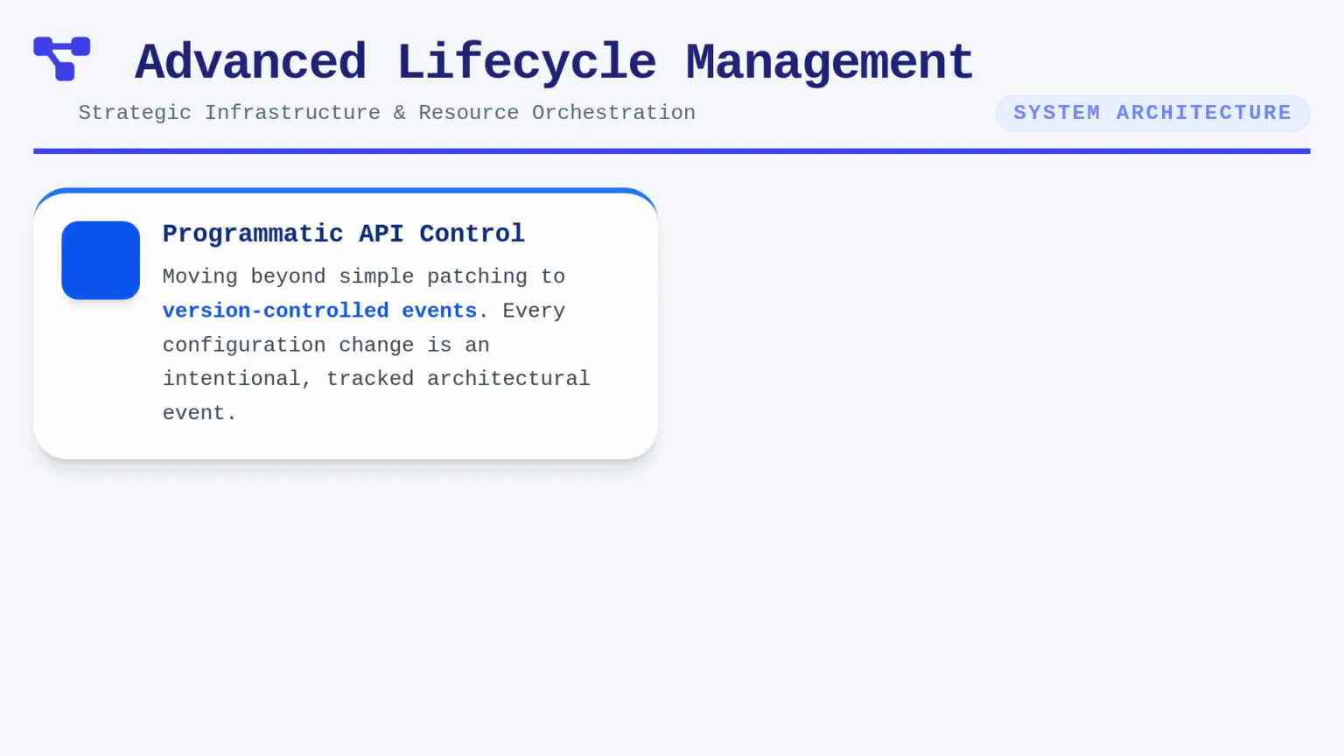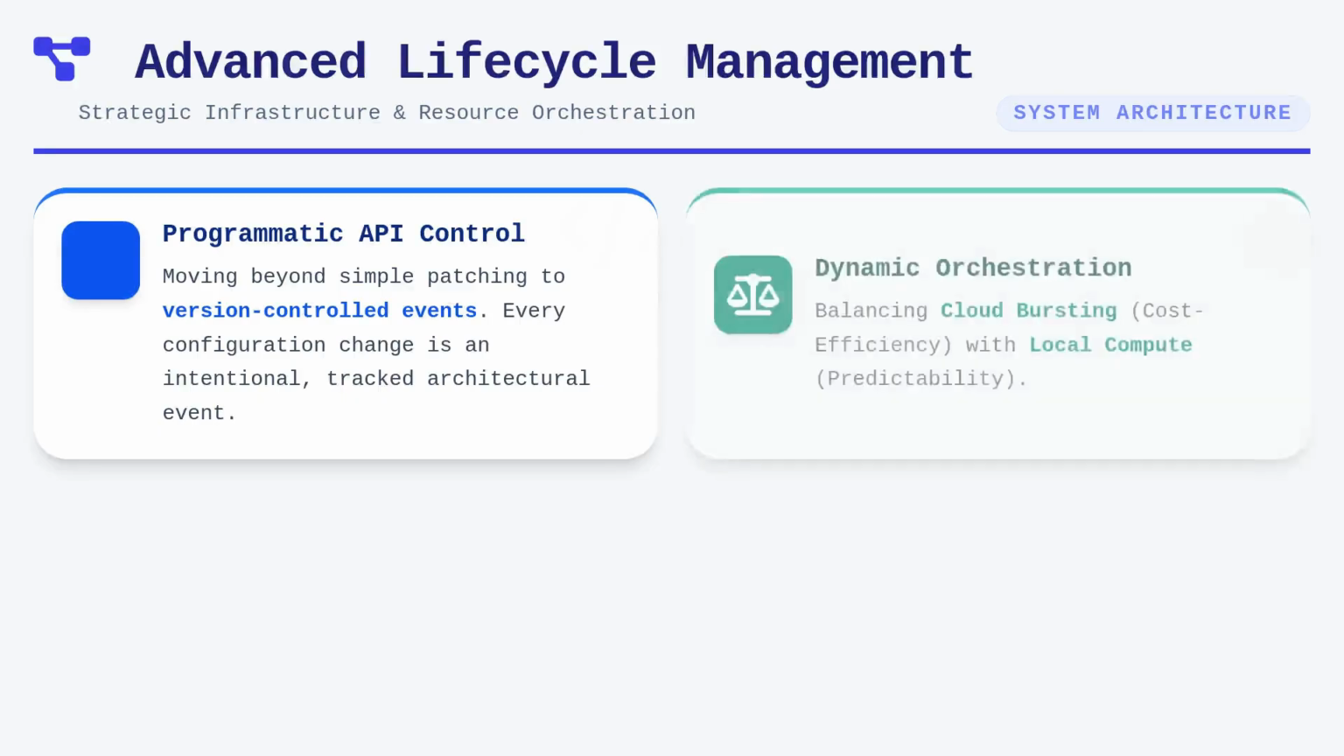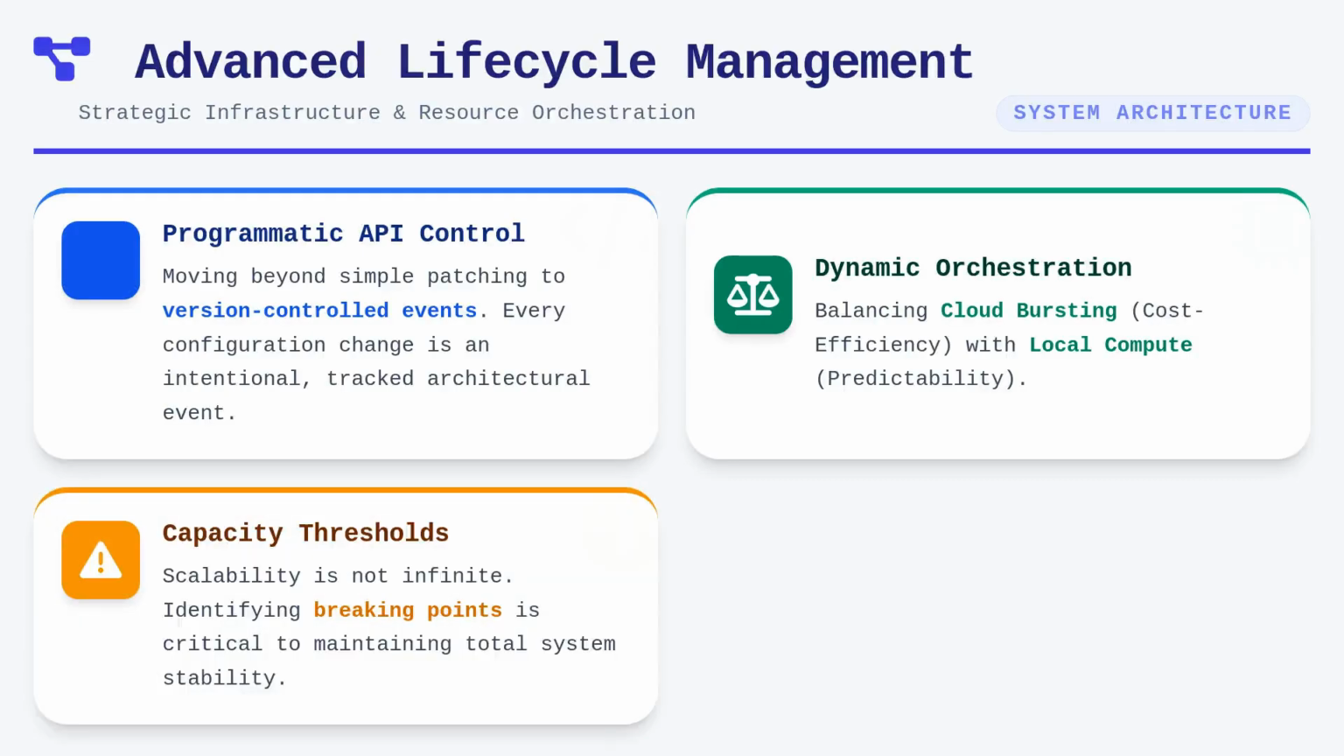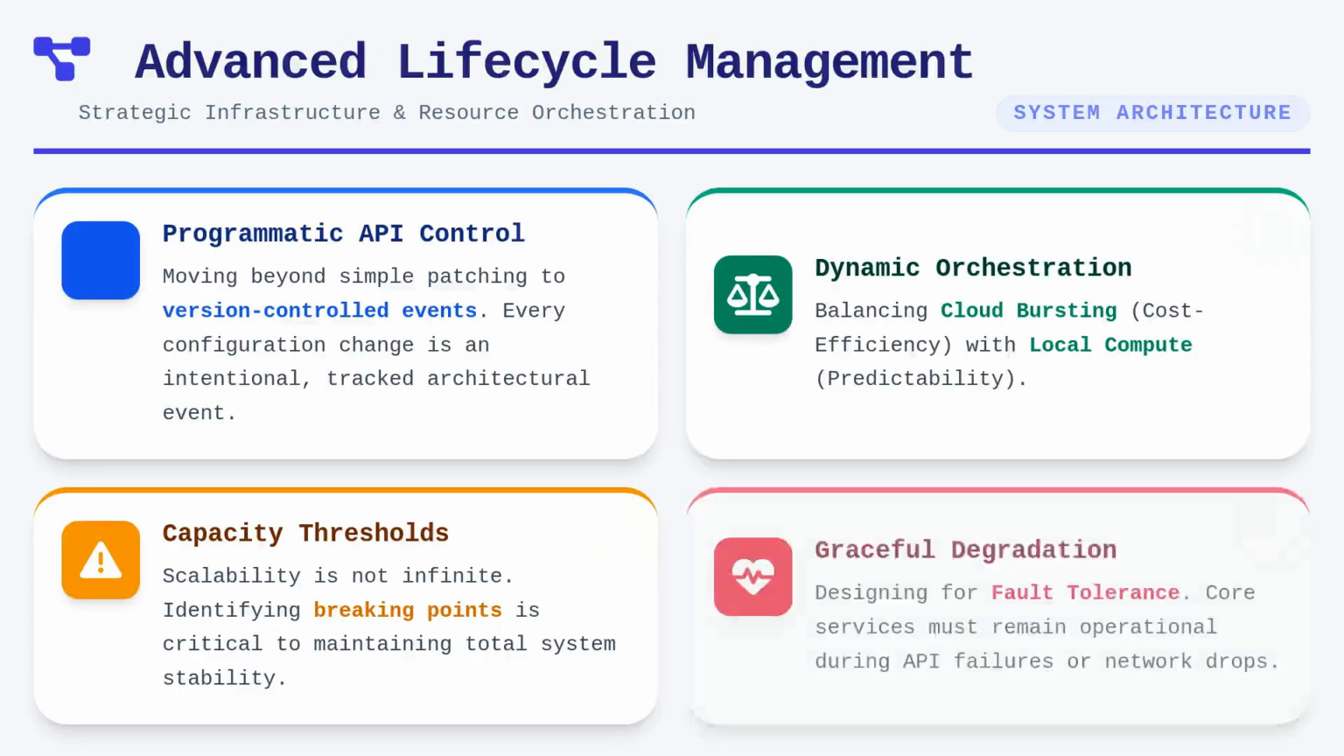These resource algorithms are the heavy lifters of your hybrid ecosystem, balancing the cost efficiency of cloud burst scenarios against the performance predictability of local compute resources. However, you must be realistic about scalability limits, as no system is truly infinite in its capacity to absorb load. Understanding where those thresholds lie is essential for maintaining system stability.